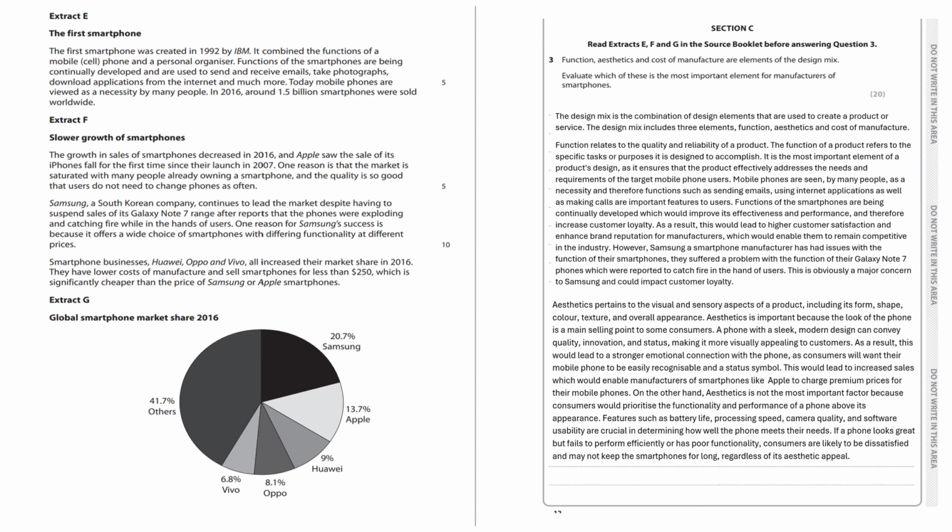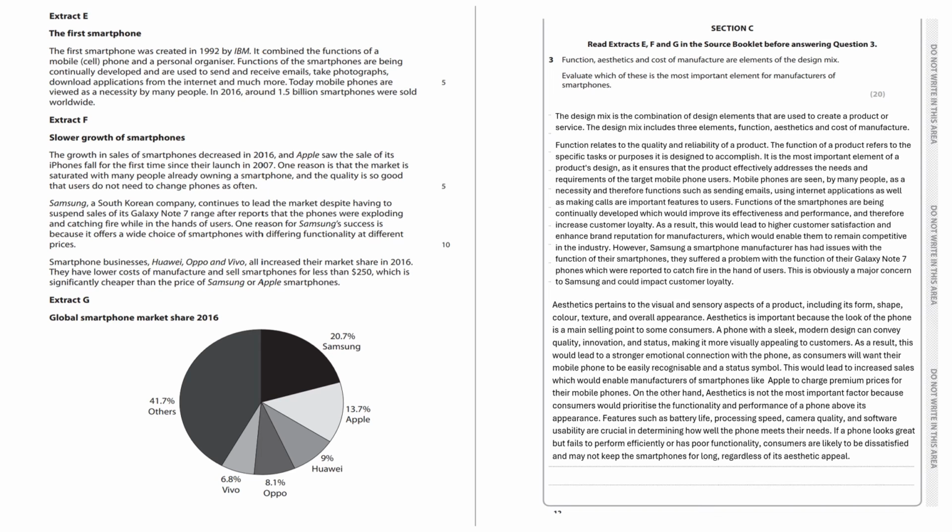Aesthetics pertains to the visual and sensory aspects of a product, including its form, shape, color, texture, and overall appearance. Aesthetics is important because the look of the phone is a main selling point to some consumers. A phone with a sleek, modern design can convey quality, innovation, and status, making it more visually appealing to customers. As a result, this would lead to a stronger emotional connection with the phone, as consumers will want their mobile phone to be easily recognizable and a status symbol.